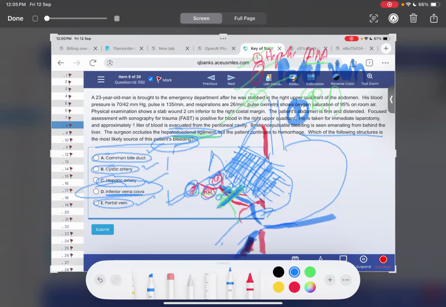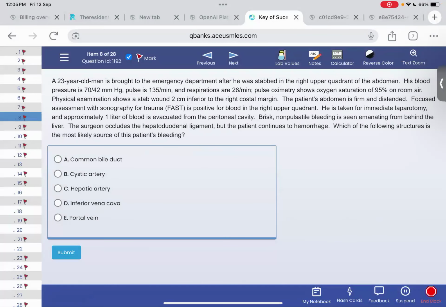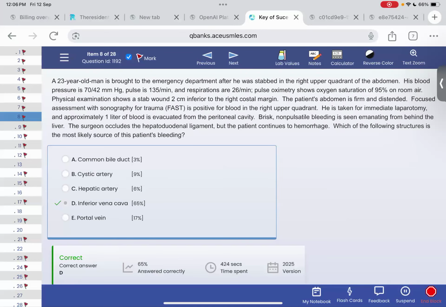Just in this question, remember which structures pass through the hepatoduodenal ligament. The main concept of this question is to remember which structures pass as part of the root in the ligament. When you know all of these, then you can directly go on the basis of exclusion. You will get your answer correct. Okay? Yes. Perfect.